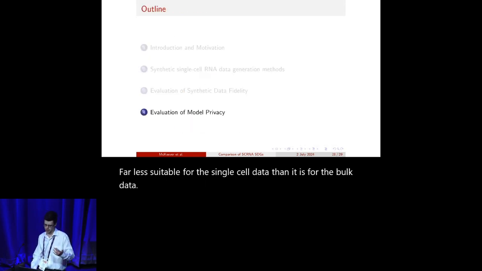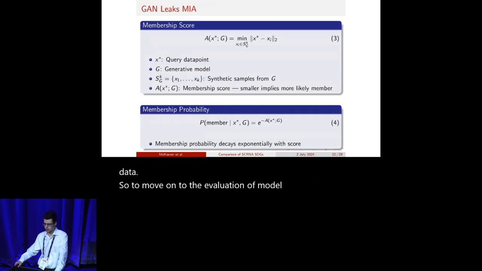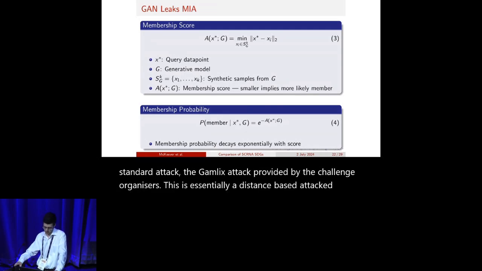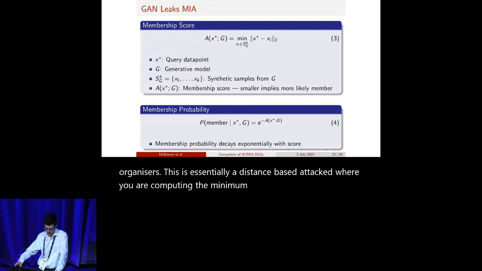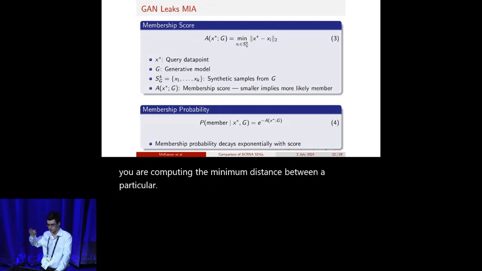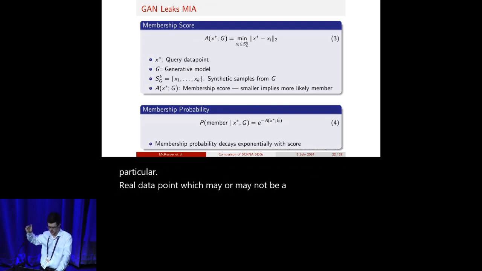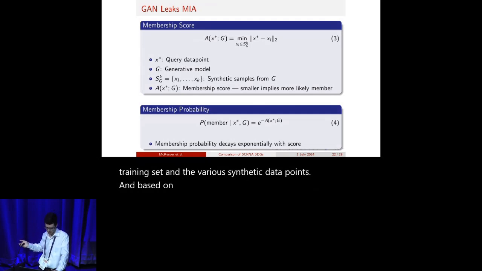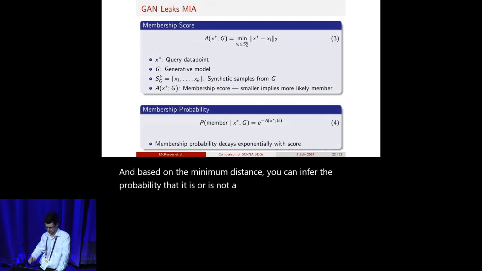So to move on to the evaluation of model privacy, we use the standard attack, the GAN leaks attack provided by the challenge organizers. This is essentially a distance-based attack where you are computing the minimum distance between a particular real data point, which may or may not be a member of the training set, and the various synthetic data points. And based on the minimum distance, you can infer the probability that it is or is not a member.